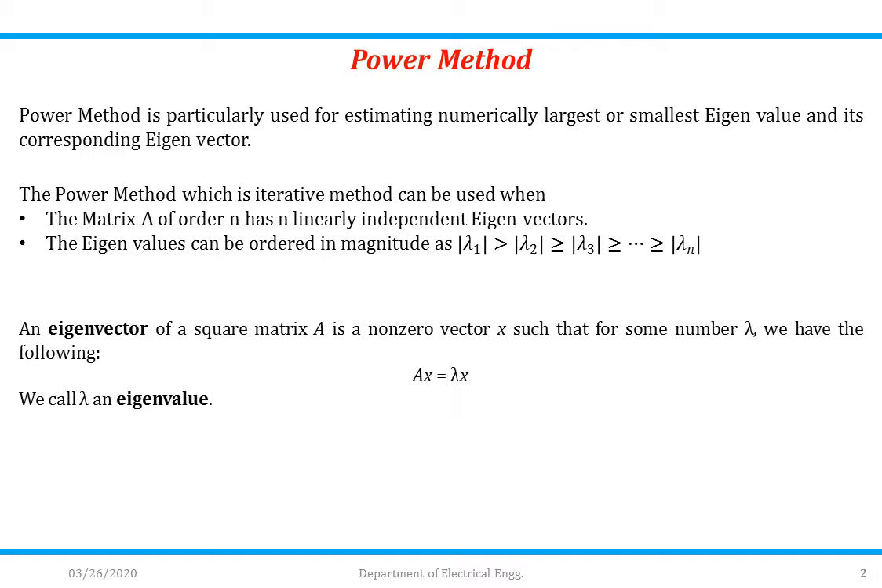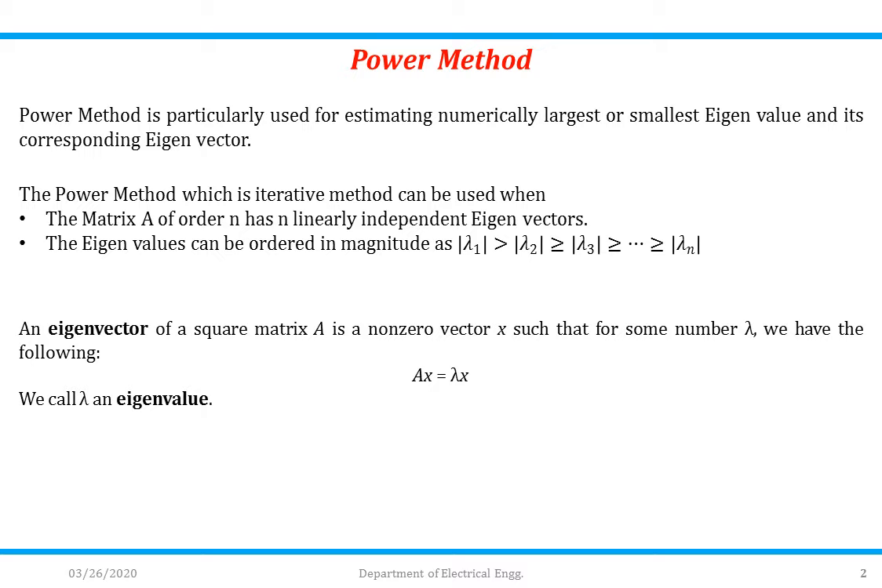So what exactly are the eigenvalue and eigenvector? We have to understand. An eigenvector of a square matrix A is a non-zero vector x such that for some number lambda we have the following: Ax equals lambda x. So if we multiply the given matrix A by some vector x, then Ax equals lambda x, where lambda stands for the eigenvalue and x stands for the eigenvector.